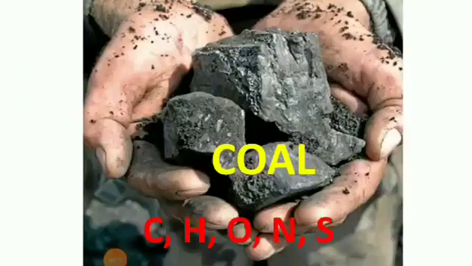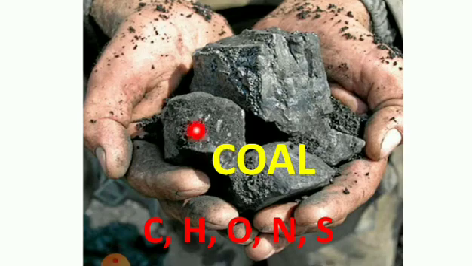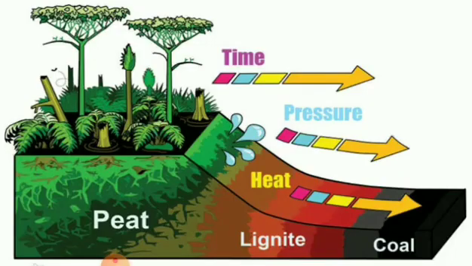Next we move to coal. Do you know about this coal? Yes. Coal is one of the fossil fuels. It is a mixture of free carbon and compounds of carbon containing hydrogen, oxygen, nitrogen and sulfur. These are the components present in coal. The main component of coal is carbon. Let us see how coal is formed.